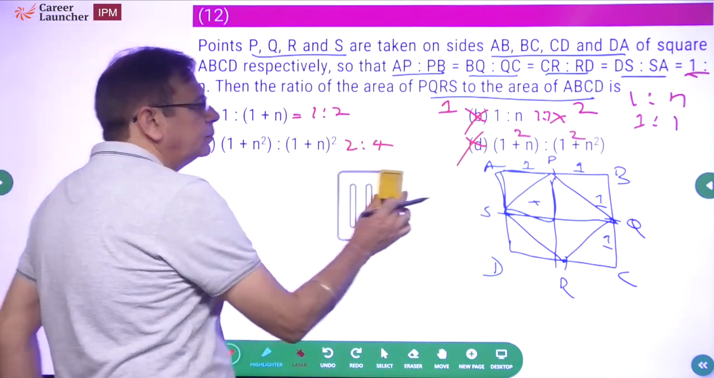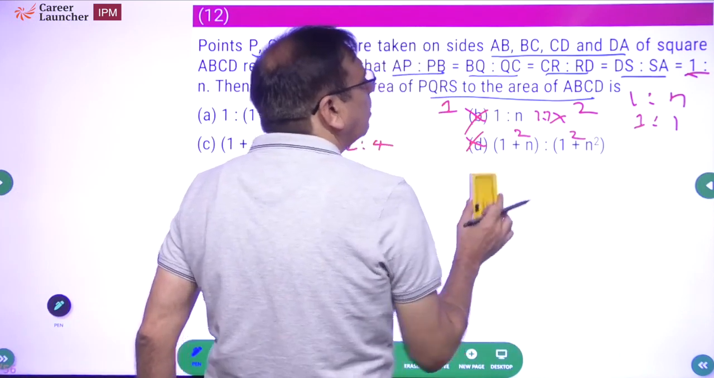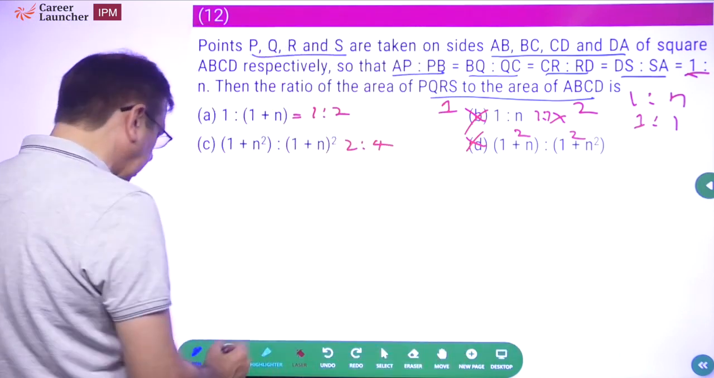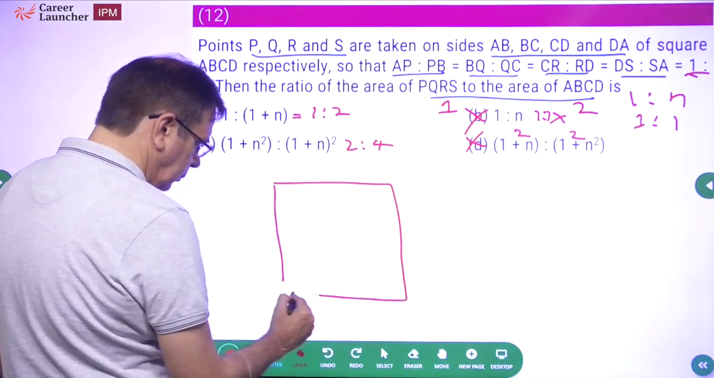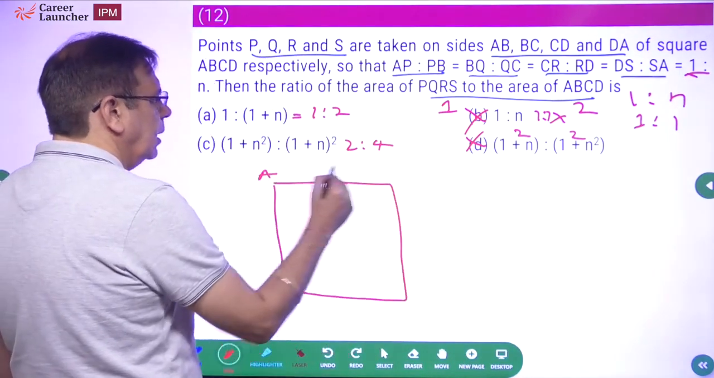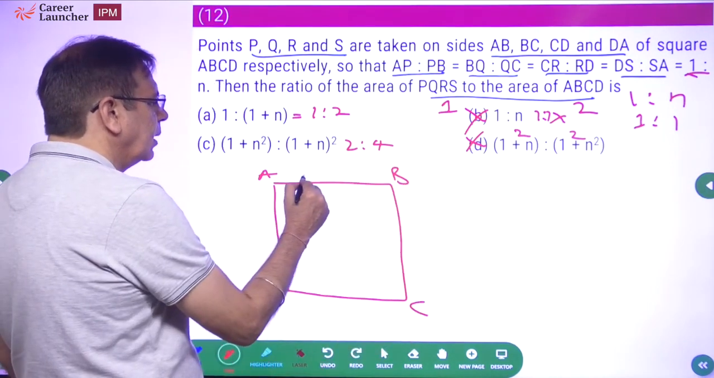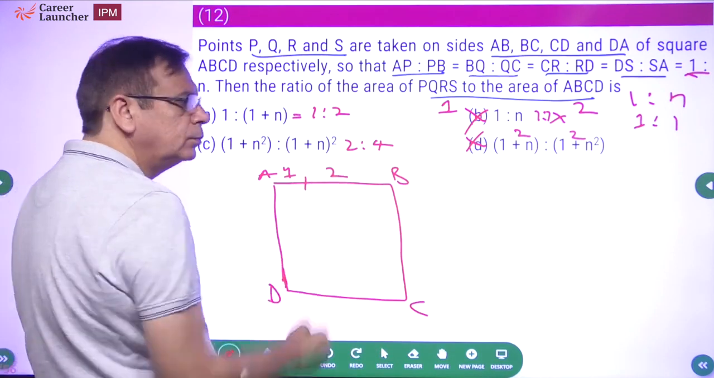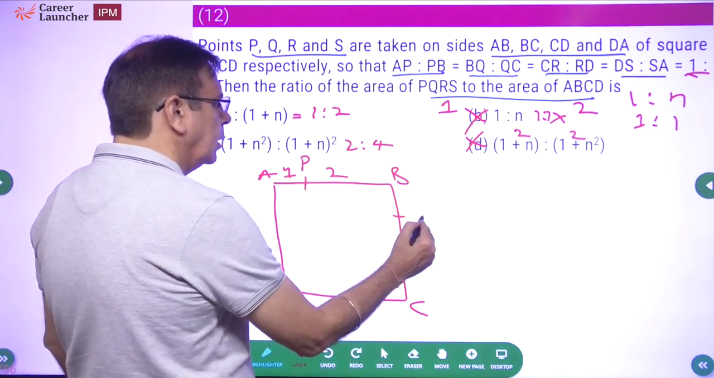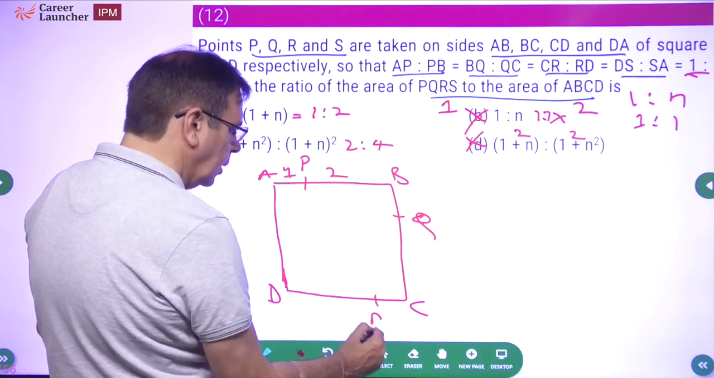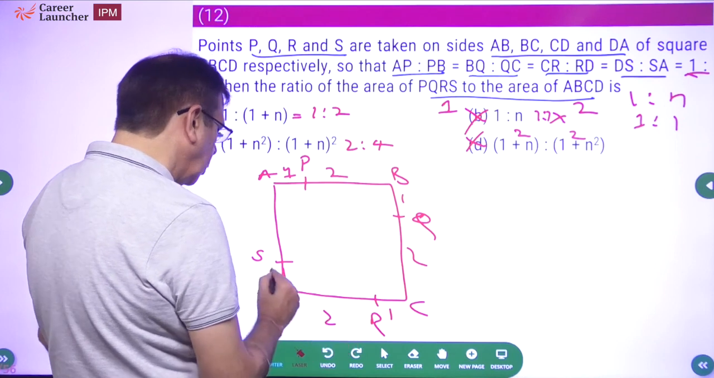Let's do another figure. Normally I would have worked on the same one, but to make sure it is clearly understood, I will draw a separate figure now. Take another figure. A, B, C, D. Now I will say 1 and 2. So this is P, Q, R, S. 1, 2, 1, 2, 1, 2.